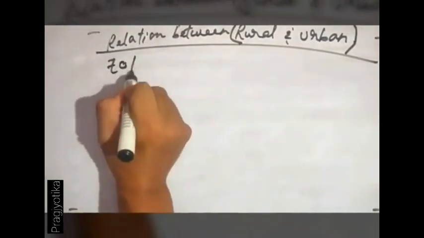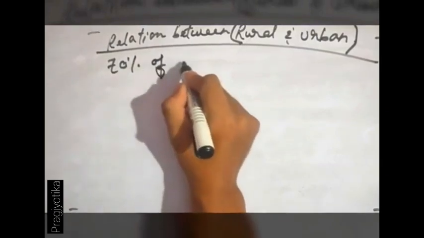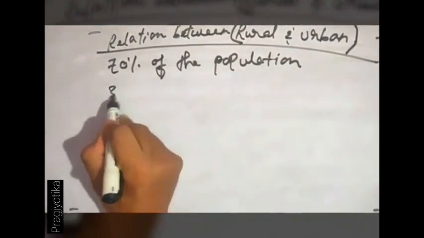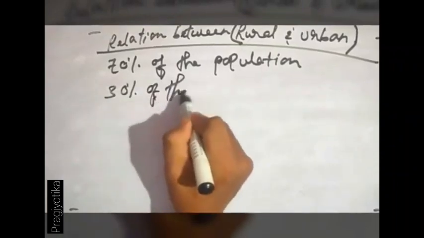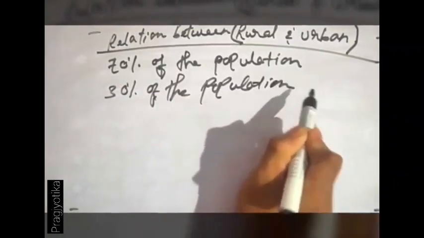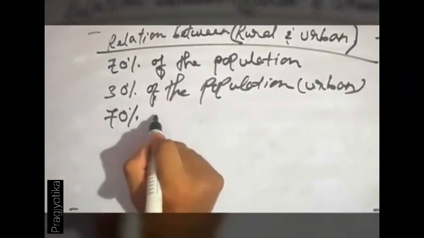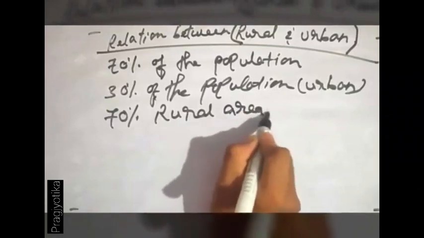But before starting with this, at present 70% of the population in developed countries is found in urban settlement. For example, developed countries like USA, Canada, or England. There you'll find that 70% of the population lives in urban areas. But in a country like India, only 30% of the population lives in urban areas, whereas in India 70% lives in rural areas.